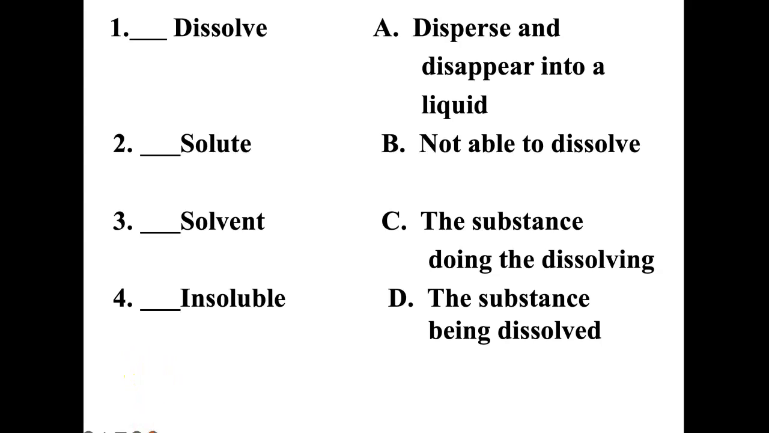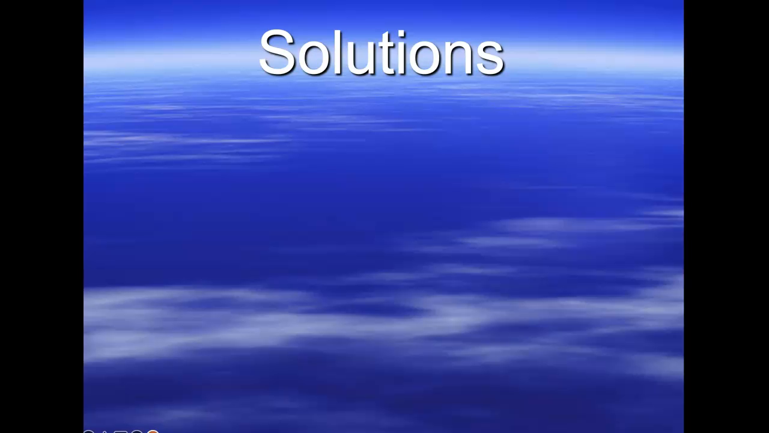All right, so what'd you say for dissolve? Hopefully you said that's when it disappears or disperses. How about solute? Yes, that is what's being dissolved, letter D. How about the solvent? Yes, that is what's doing the dissolving, C. And insoluble? B. Yes, obviously something cannot dissolve. So that's a good, quick little vocabulary review for us.